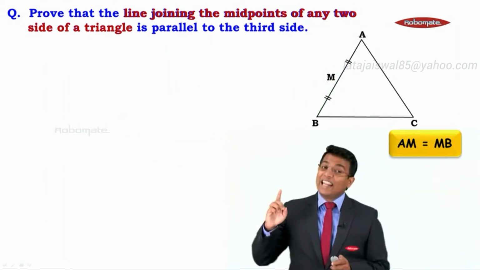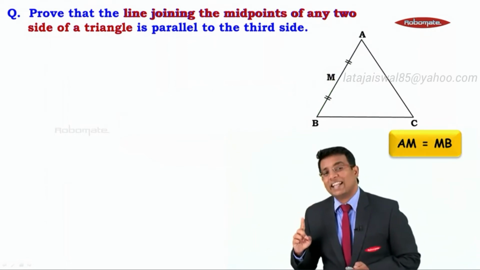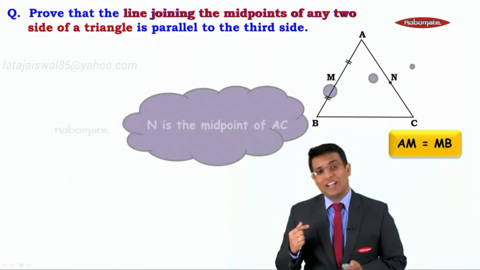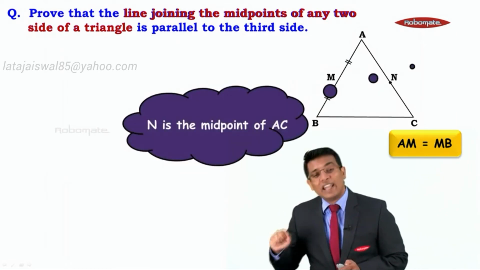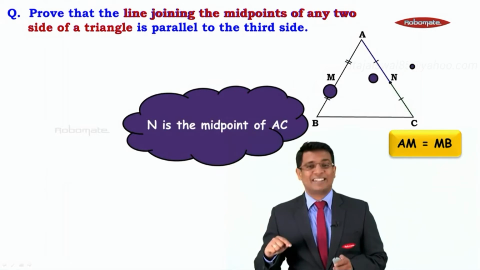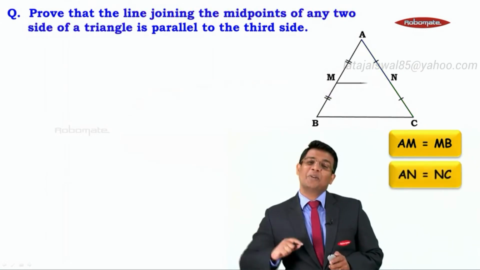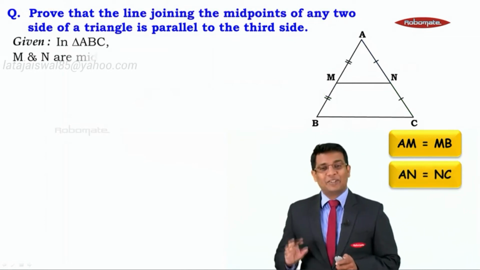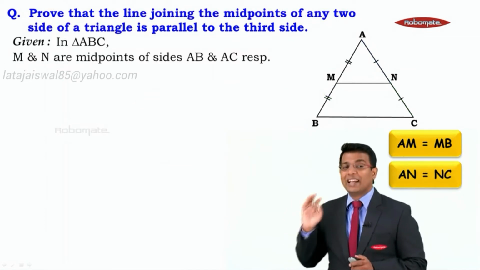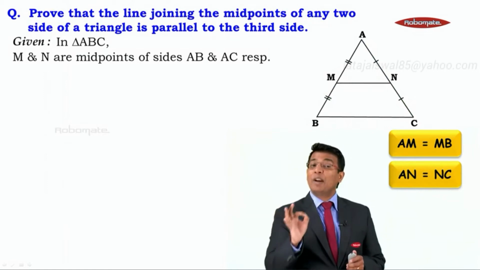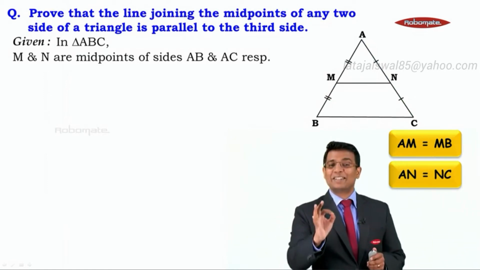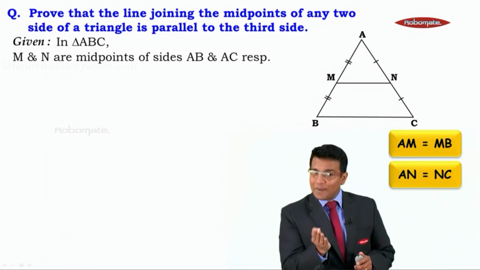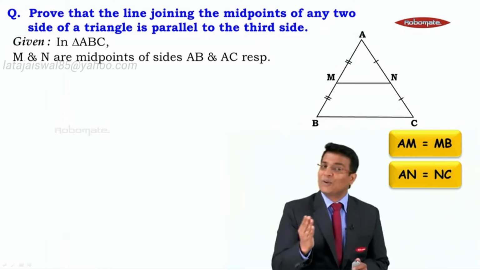So now we are taking AC as the second side and we are taking the midpoint of that too. So I'm saying N is the midpoint of AC. That means what do we understand? We understand that AN is equal to NC. So these are the things which we got in the proof, right? So that is the first thing we write in the given. In triangle ABC, M and N are the midpoints of sides AB and AC respectively. That means we got AM is equal to MB and AN is equal to NC.